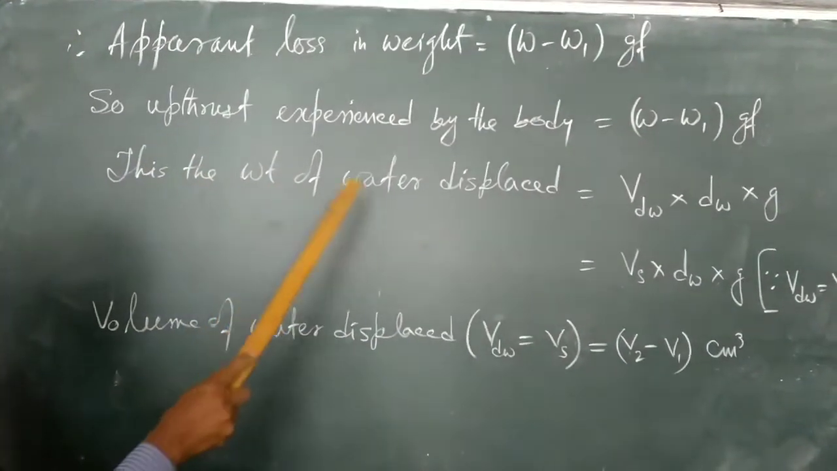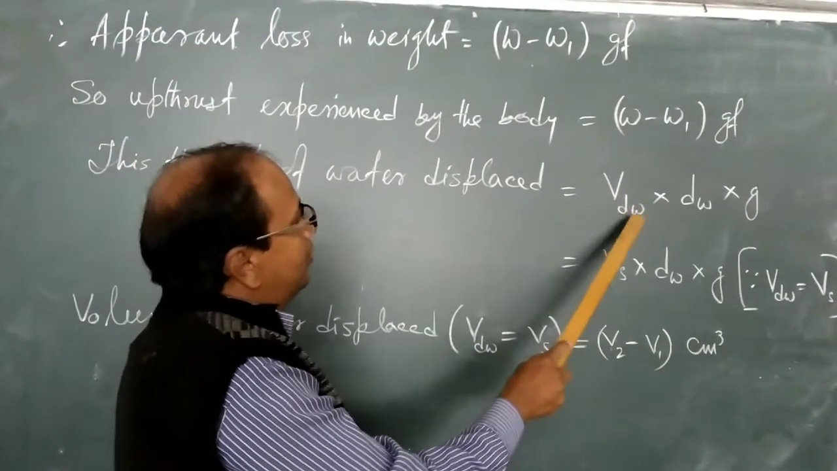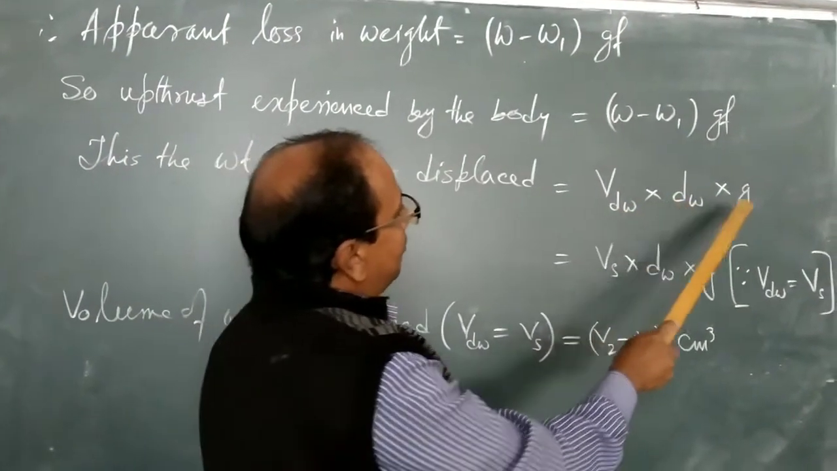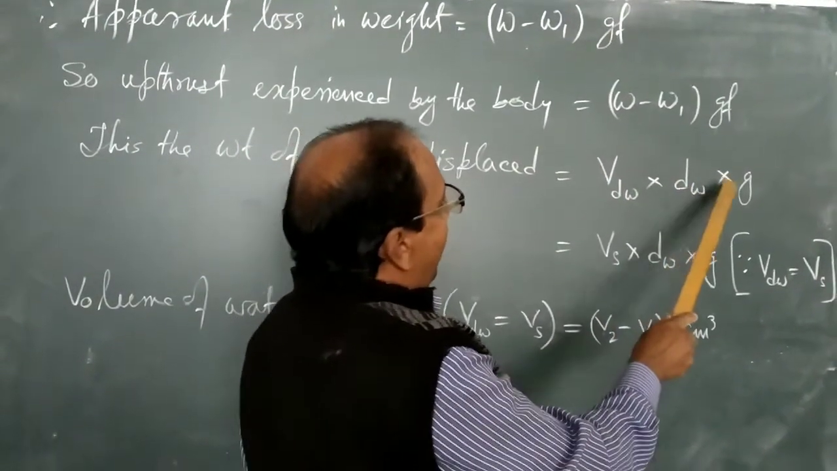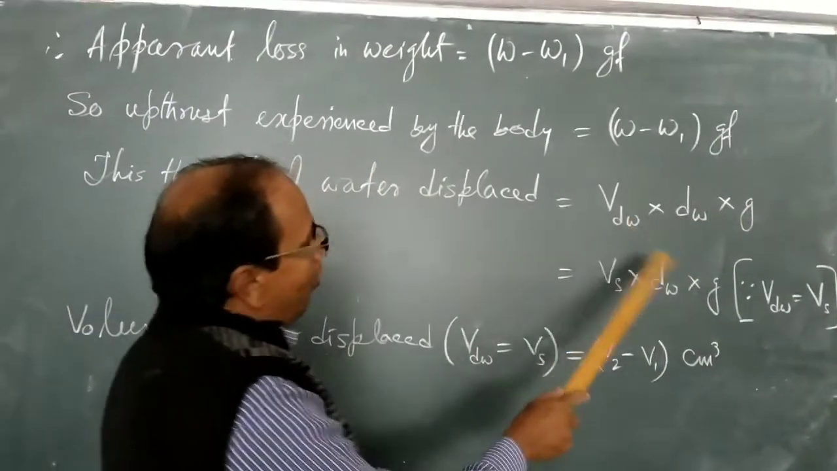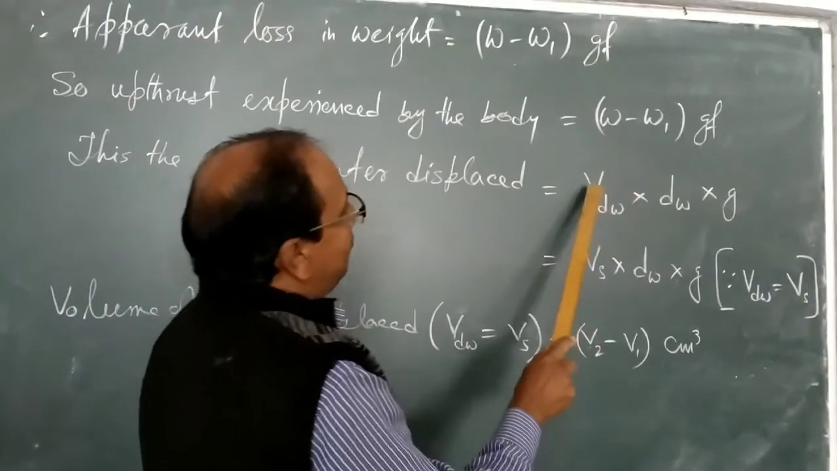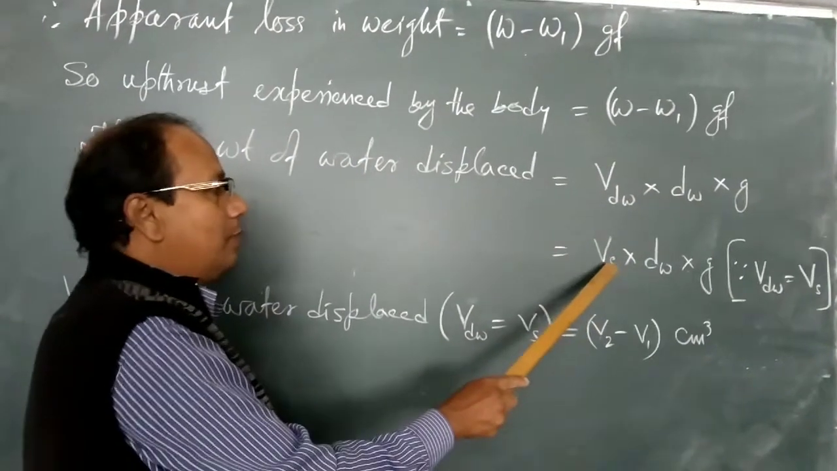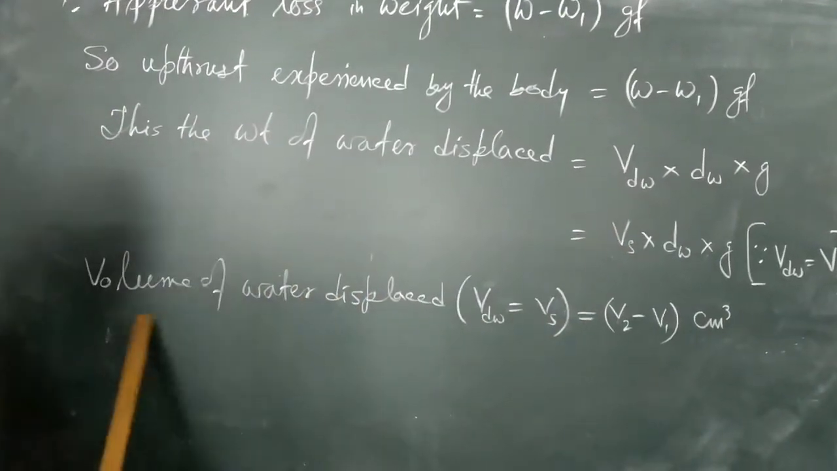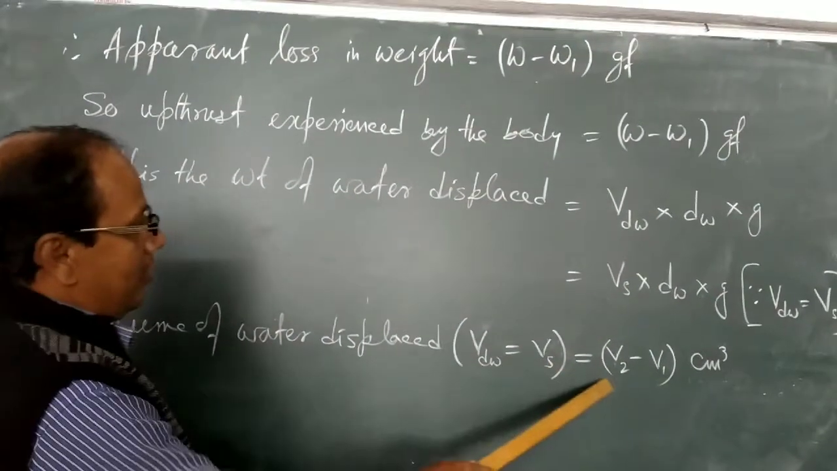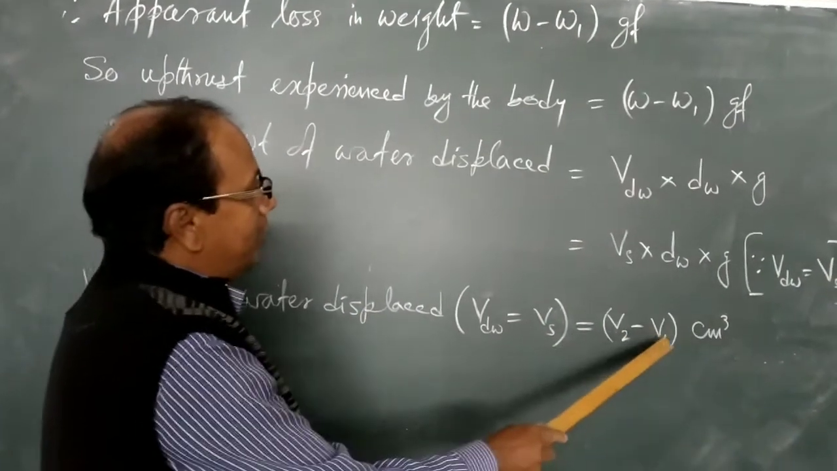This is the weight of water displaced. So, it is V of dW into density of water into G, meaning volume of displaced water, density of water, into gravity. Volume of displaced water is equal to volume of the solid. So, instead of volume of displaced water, we can easily put volume of solid. To know the volume of solid, we have to use this formula: volume of water displaced, meaning volume of the solid, equals V2 minus V1.